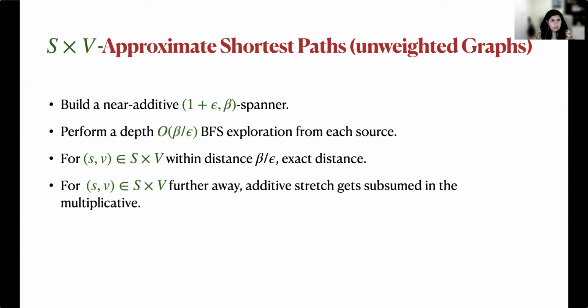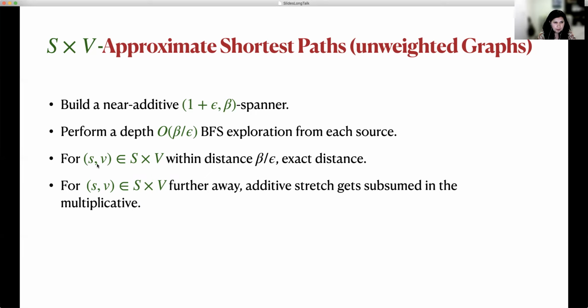So with the encoding scheme and sampling in place, we can build spanners and offsets. In unweighted graphs, this is how we compute the approximate shortest paths once we have the spanner. First we build a near additive spanner. Then in the spanner, we perform an order beta over epsilon BFS exploration from each source.